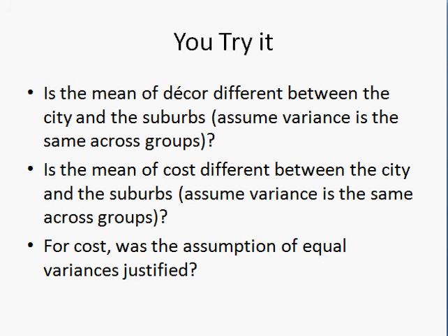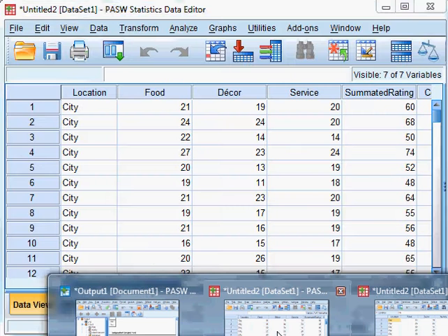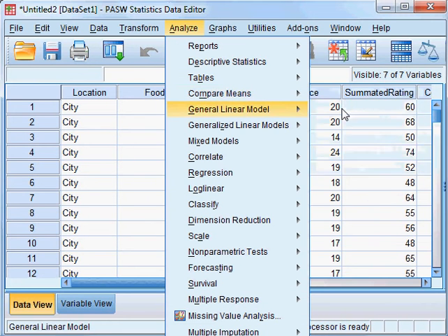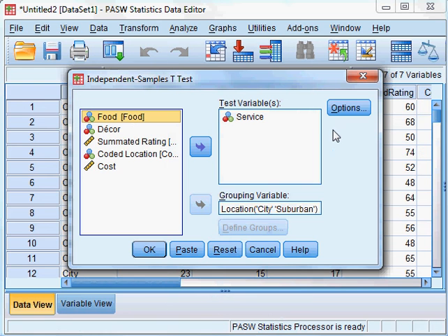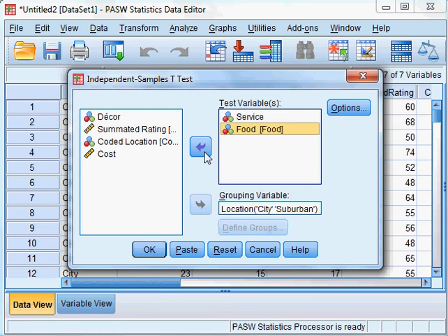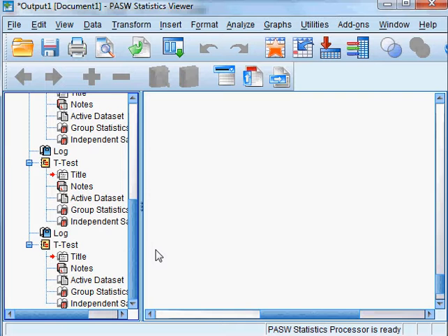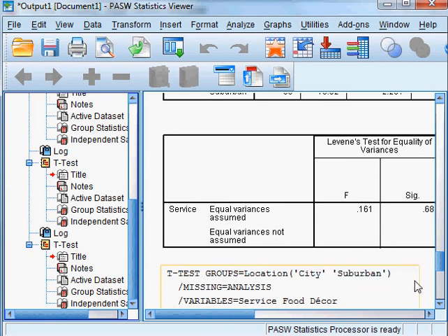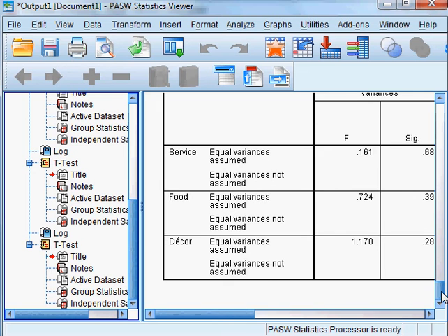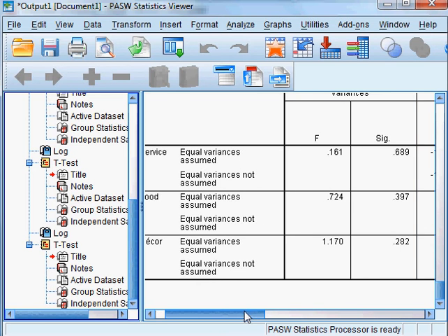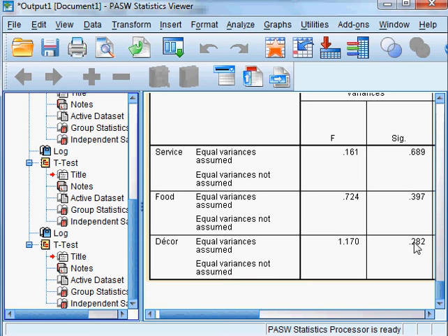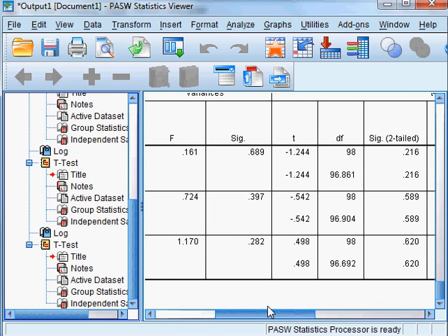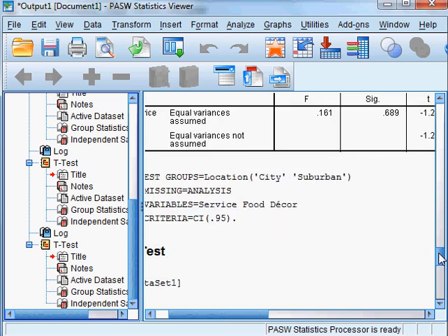All right, let's flip over to our PASW and confirm what you did. So we will be doing independent samples T, but now for food and decor as well. Our assumptions of equality of variance was justified for all three of these. And let's look at the means here quick.